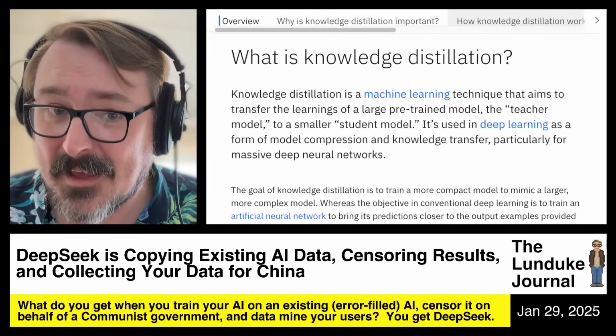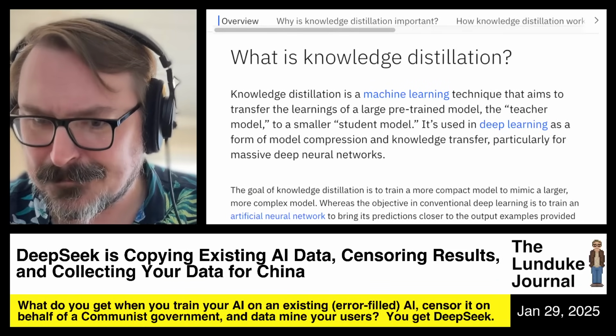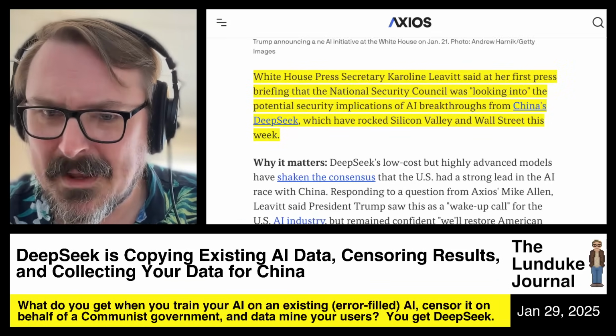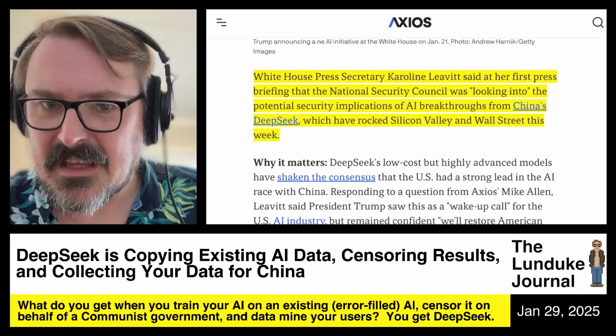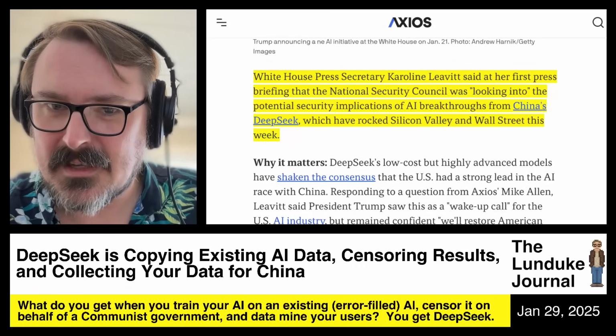There's ways to mitigate that, but that's a definite concern. I also want to bring up, related to this, the security concerns here.